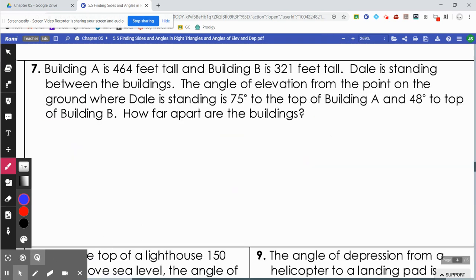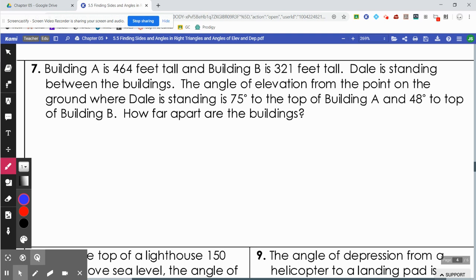Okay, number 7 says building A is 464 feet tall, building B is 321. Dale is standing between the two buildings. The angle of elevation from the point on the ground where Dale is standing is 75 degrees to the top of A, 48 degrees to the top of B. How far apart are the two buildings?